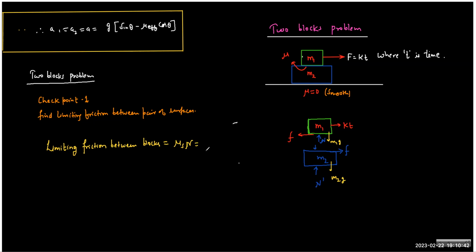So mu s is how much? Mu s is here given as mu. And what is the normal force between the blocks? M1g. So this is the limiting friction you can develop. It is like the money in your pocket. If required, you can go up to this value. Is this clear?